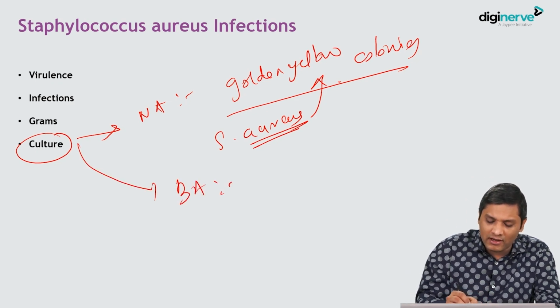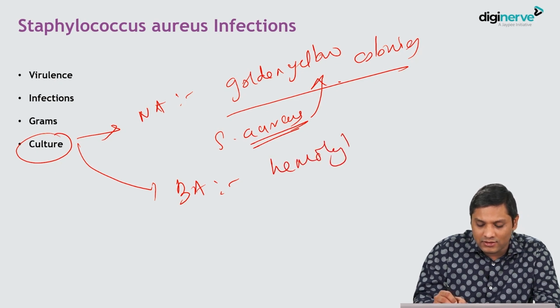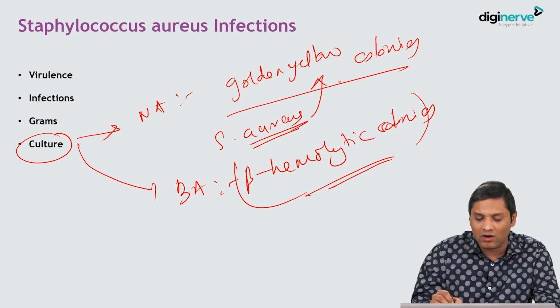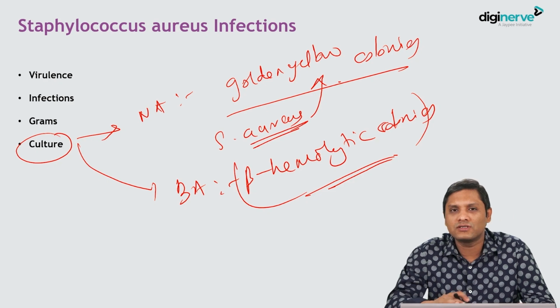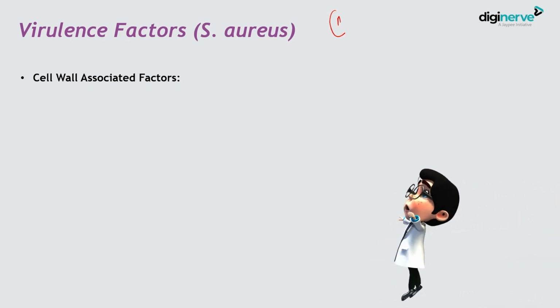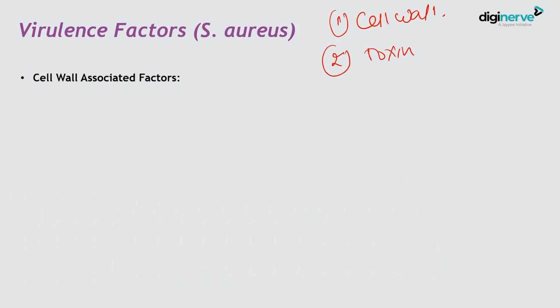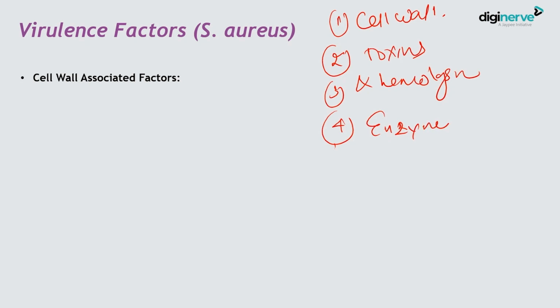And of course, on blood agar, it typically produces hemolytic colonies, especially beta hemolytic colonies. So this is the introduction of Staphylococcus aureus. We will start with its virulence factors. Staphylococcus aureus can produce various virulence factors. The virulence factors can be classified into 4 categories: cell wall factors, toxins, hemolysis, and enzymes. So these are the four categories of virulence factors produced by Staphylococcus aureus.